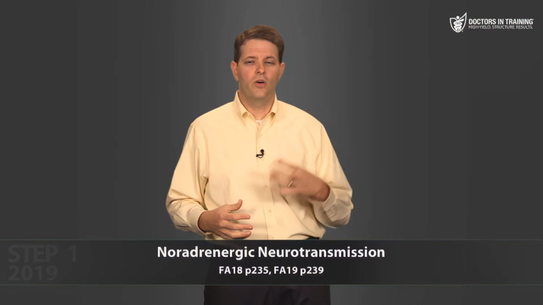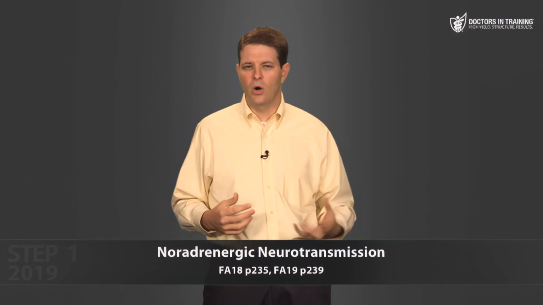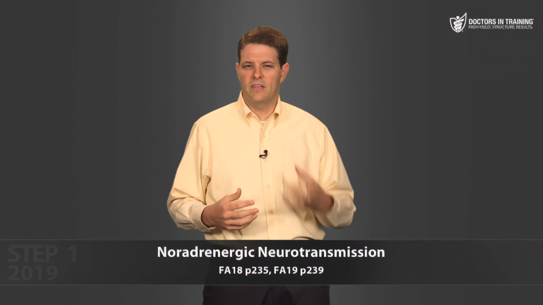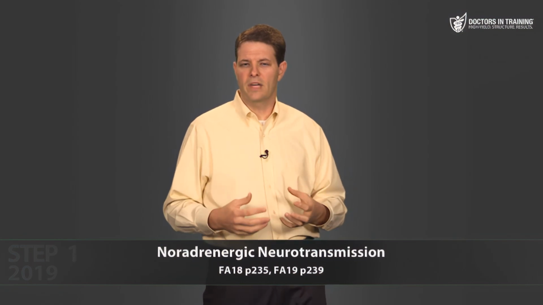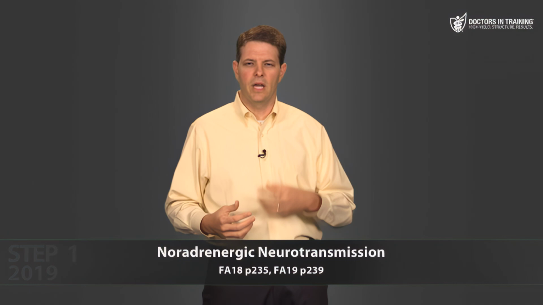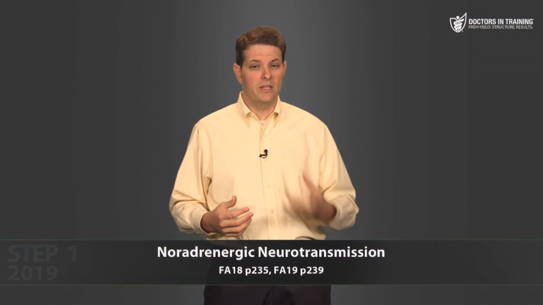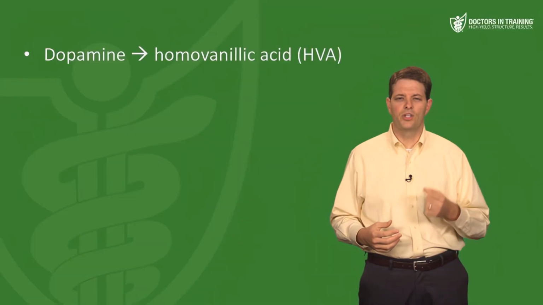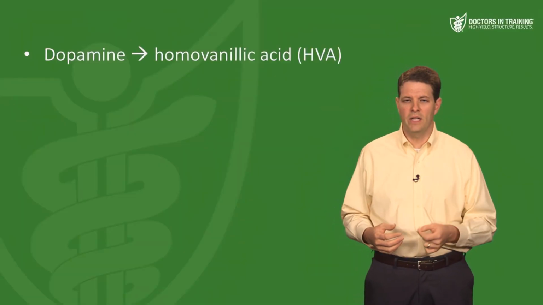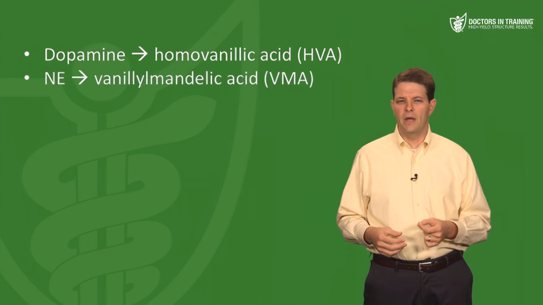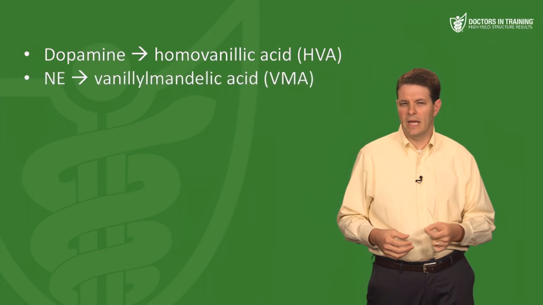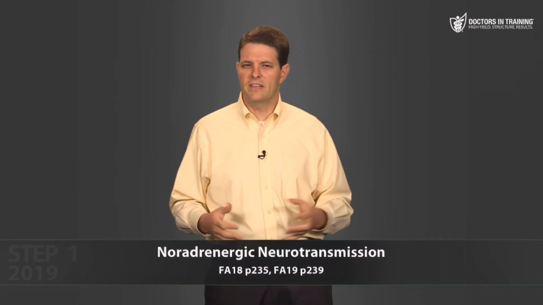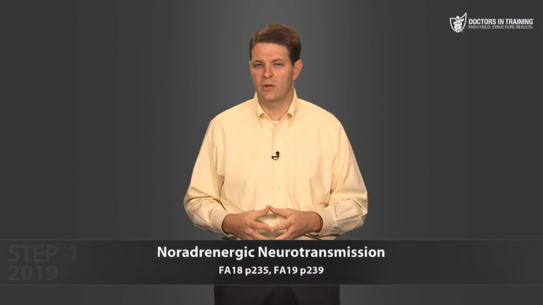So if you have a pheochromocytoma that's making lots of catecholamines like dopamine and norepinephrine and epinephrine, these two enzymes, COMT and MAO, will convert those catecholamines to things like metanephrine and normetanephrine and VMA, which you can test for in the urine to help make the diagnosis. Specifically, these enzymes convert dopamine into HVA, or homovanillic acid. They convert norepinephrine into VMA, or vanillylmandelic acid, and they convert epinephrine into metanephrine. Now, you're going to see this again when we cover pheochromocytoma in the endocrine section.